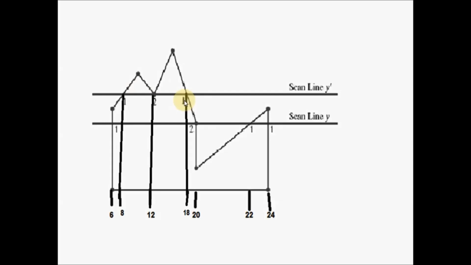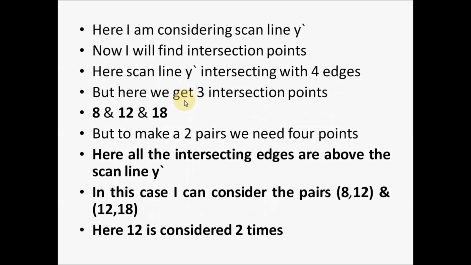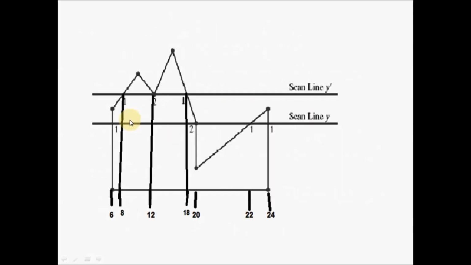But how many intersection points did we get? Here we got only 3 intersection points. It is intersecting with 4 edges, but we got only 3 intersection points. What are those? See, 8, 12, 18. These are the 3 intersection points.